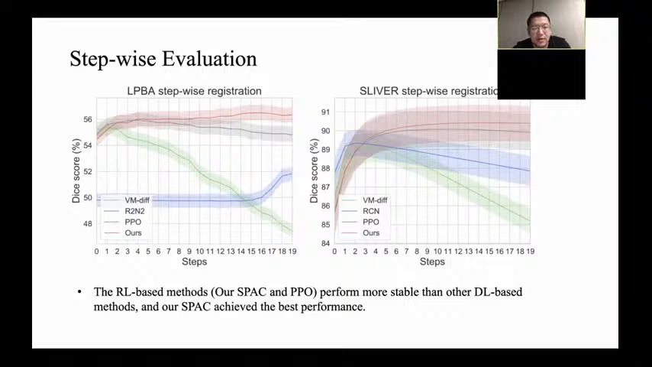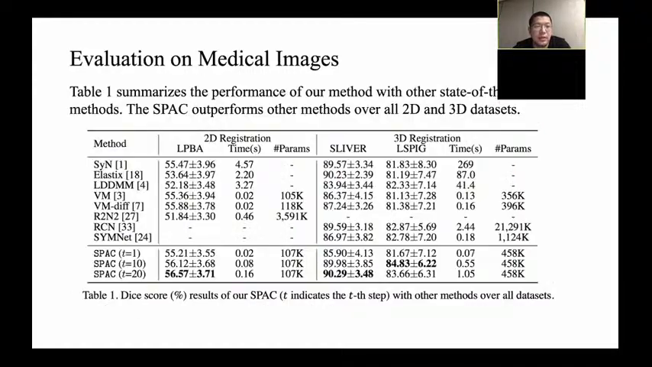So the RL based methods, our SPAC and the PPO, the RL part could use any RL learning method, SAC, PPO, DDPG, that's all fine. They perform more stable than the DL based method, and our SPAC achieves the best performance. And along the steps, our performance keeps increasing. I think SAC is actually helpful for learning continuous tasks.